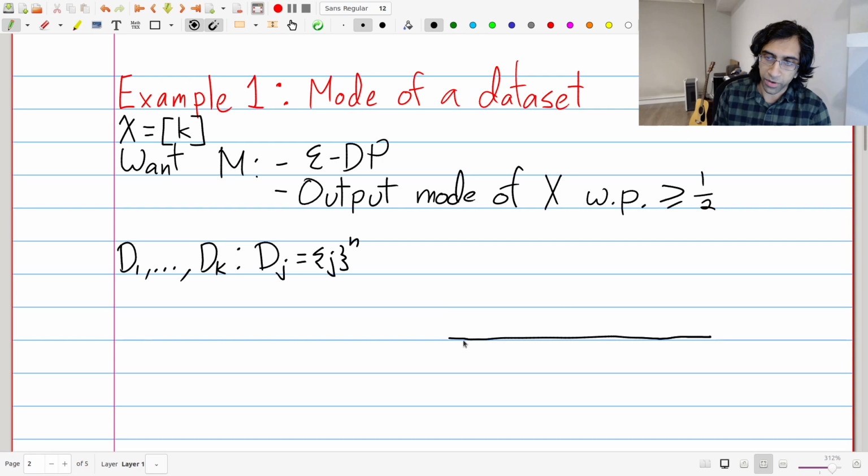So here, let's say these are the different bins. I'll just put them as points. So there's 1, there's 2, 3, all the way up to k. And so what the first database will look like, D1 will just be something like this.